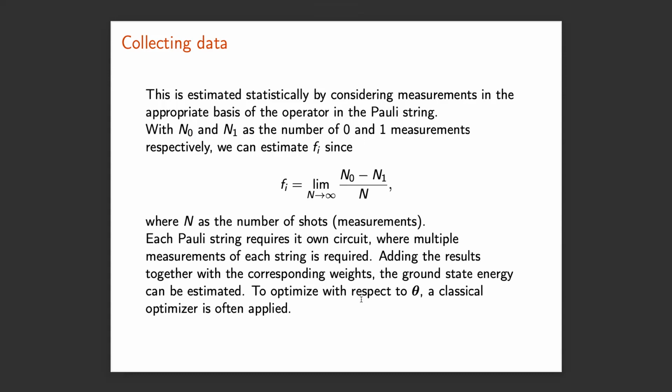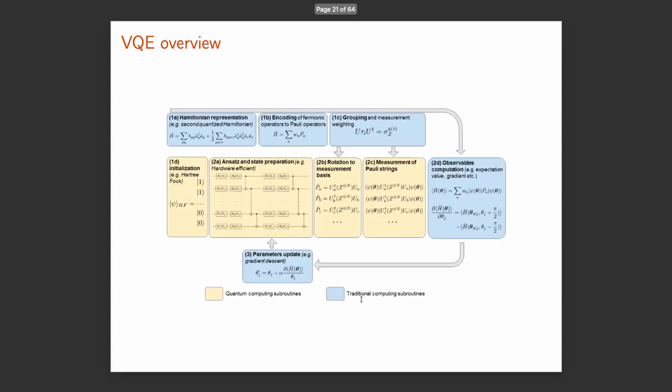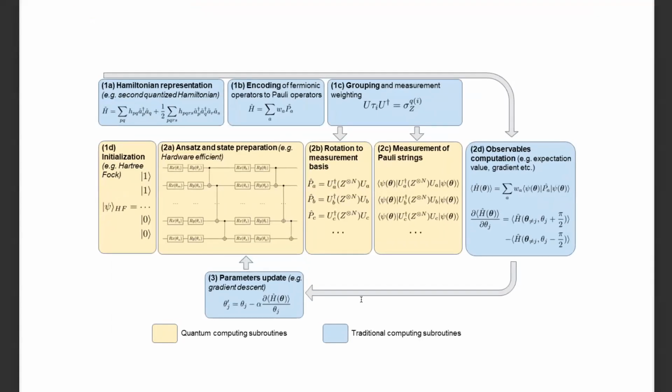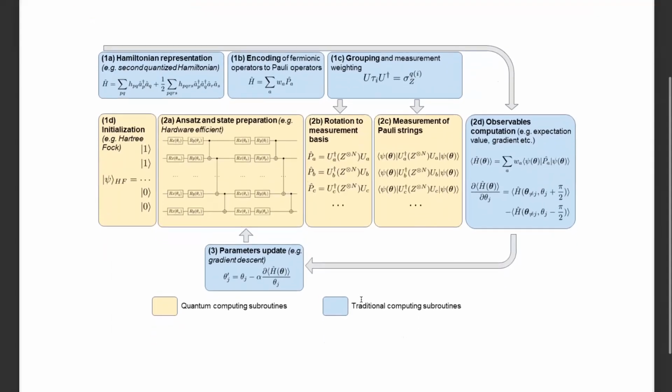And to optimize, this is where the classical optimizer comes in. So if you had time to look into that article, what you would typically see is something like this. I hope you can see this well enough. Yeah, a little bit better. So this is the basic calculational scheme when you're dealing with the VQE method. In yellow here, we have the quantum computing operations, and the blue ones are the typical classical elements.